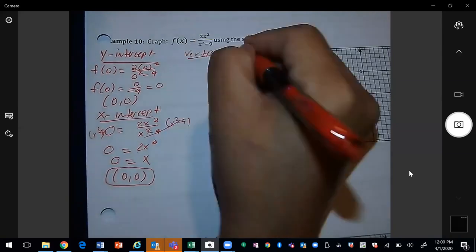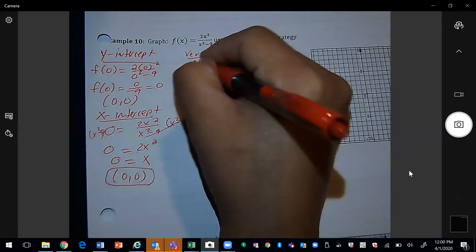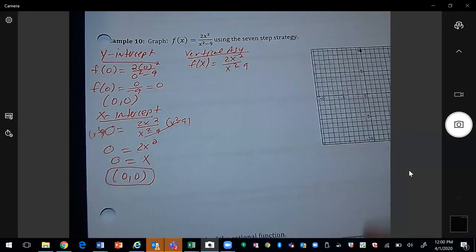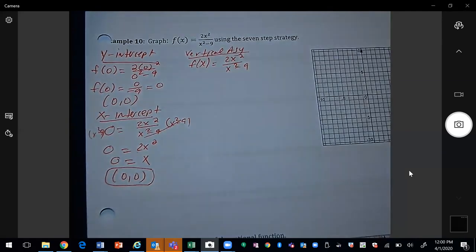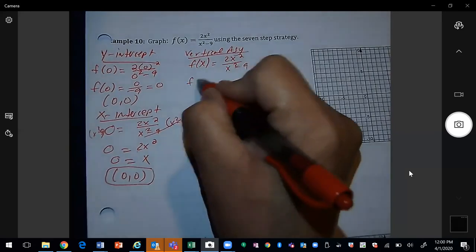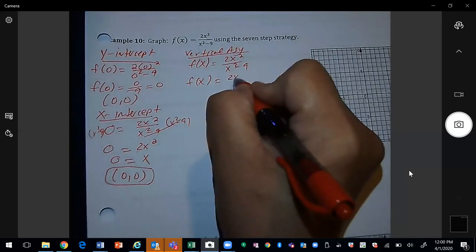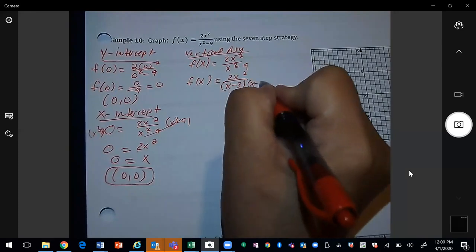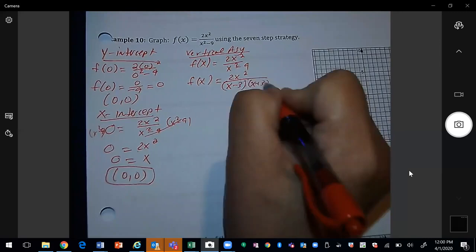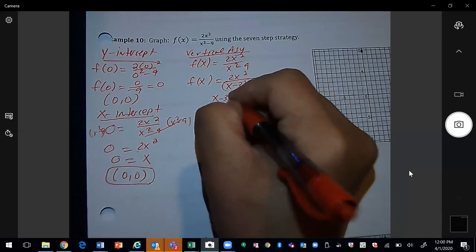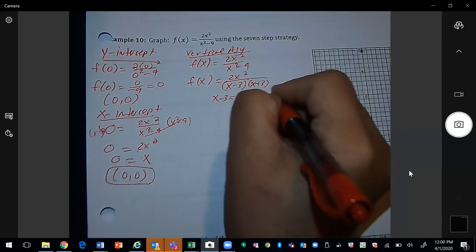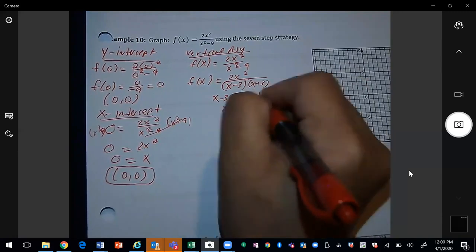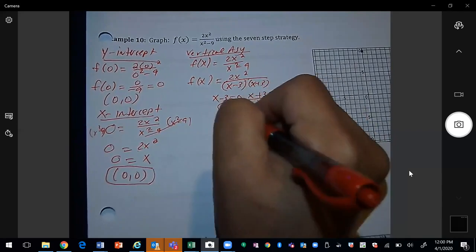Vertical asymptote. For my vertical asymptote, the first step, again, remember, is to factor. For the denominator, I get x minus 3 times x plus 3. I cannot cancel anything, so I set each one equal to 0. So x is equal to 3 and x is equal to -3. These are my vertical asymptotes.